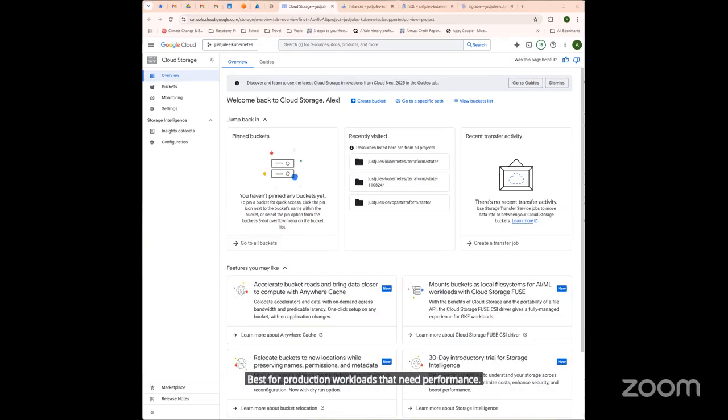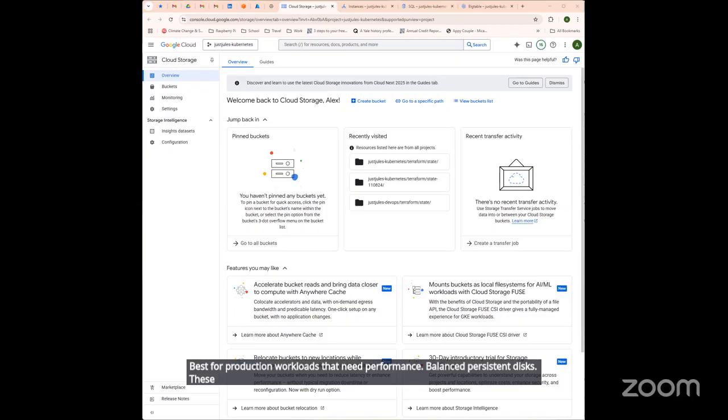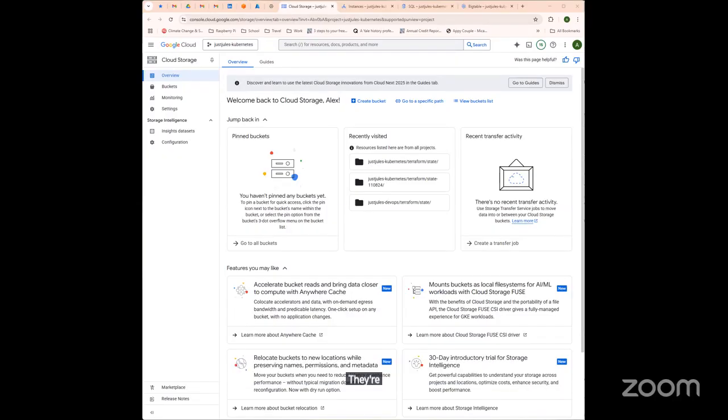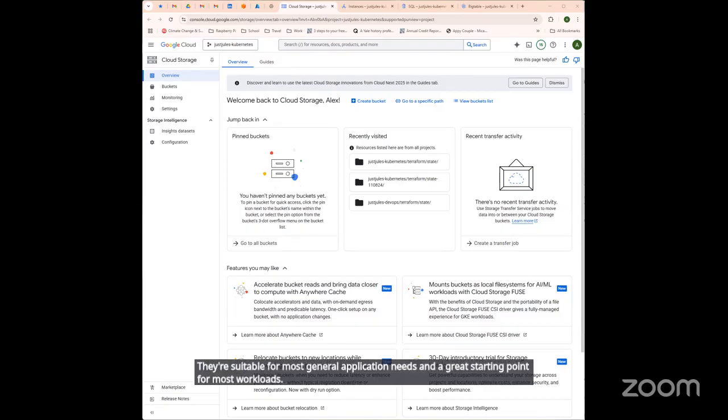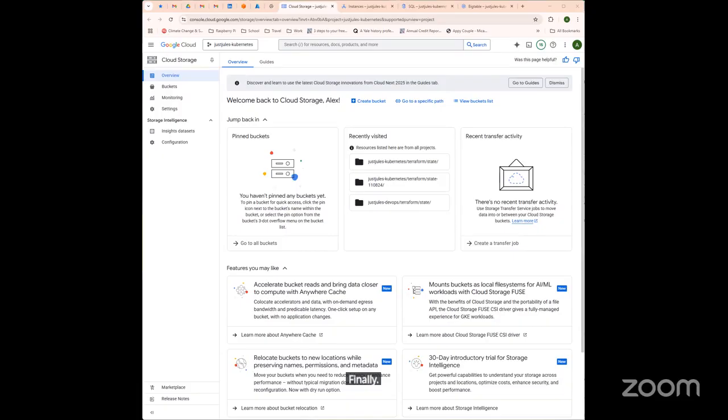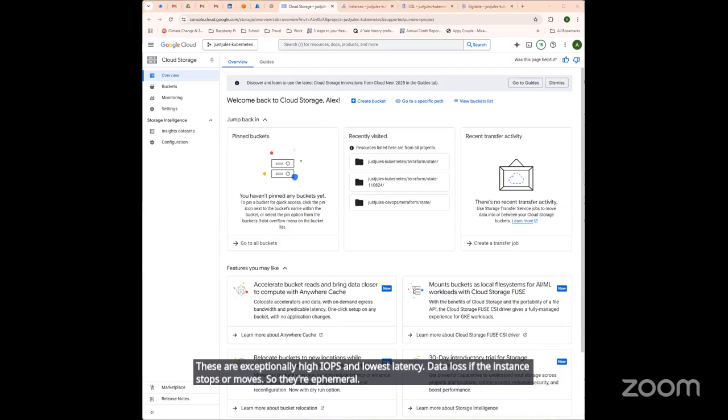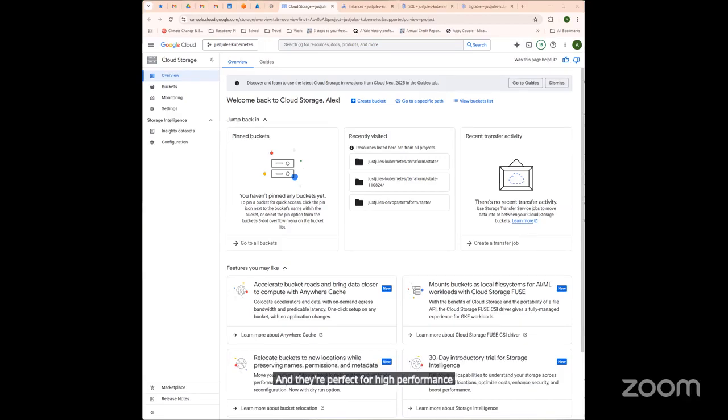Balanced persistent disks. These are the middle ground between standard and SSD. They're a good performance to cost ratio. They're suitable for most general application needs and a great starting point for most workloads. And finally, local SSD. This is physically attached to the server hosting your VM. These are exceptionally high IOPS and lowest latency. Data loss if the instance stops or moves, so they're ephemeral. And they're perfect for high performance scratch disks or caching.